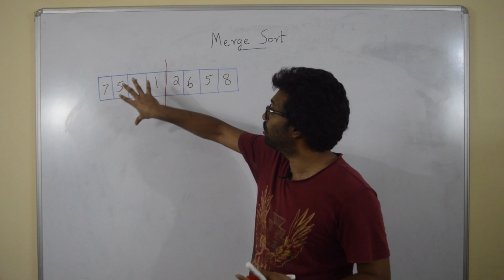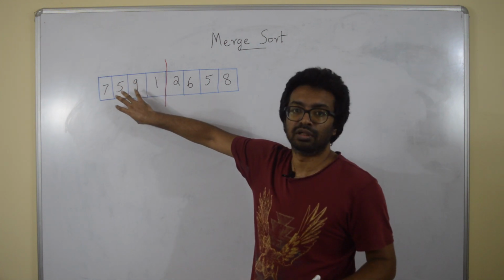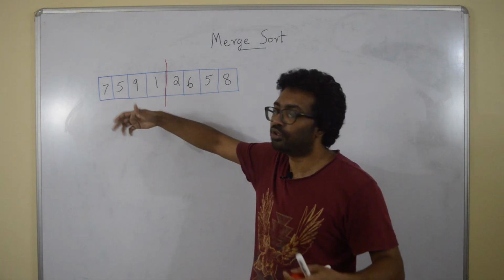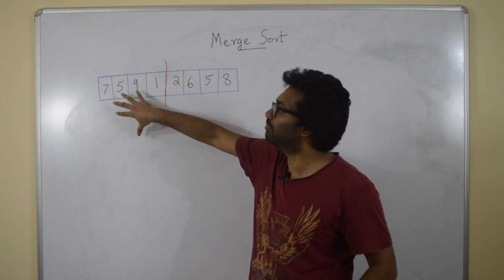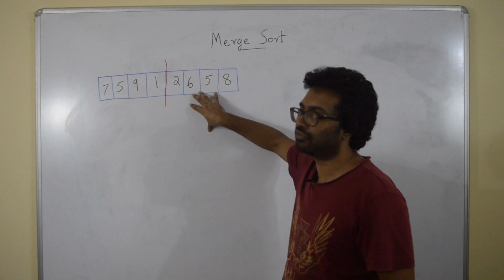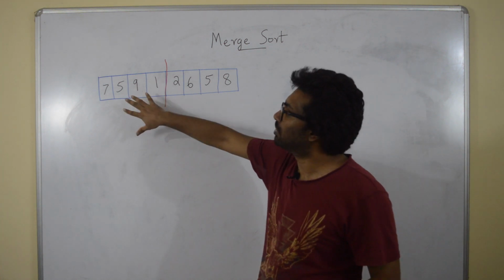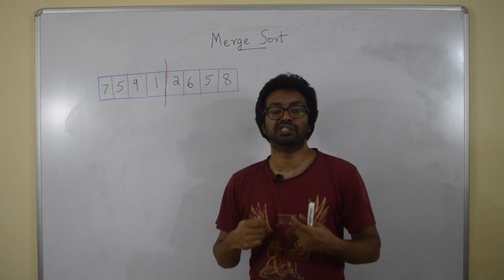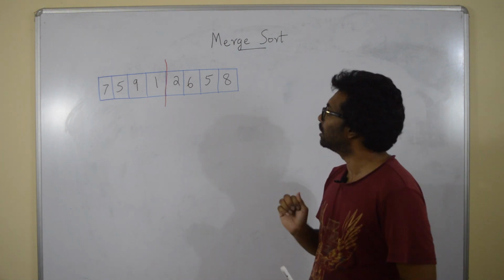And how are you going to sort this part? Do you know a sorting method? Yeah, you know merge sort. So you're going to recursively call this. You're going to recursively sort this part and recursively sort this part. Once you have sorted this part and that part, then comes what is called the merge procedure.